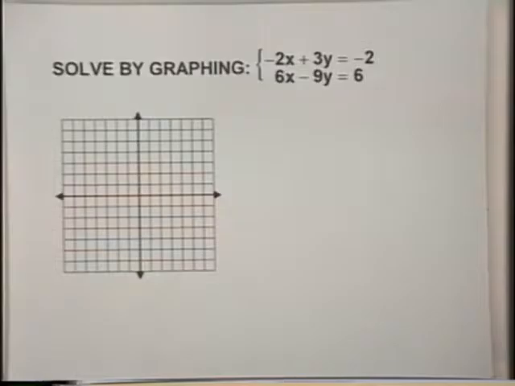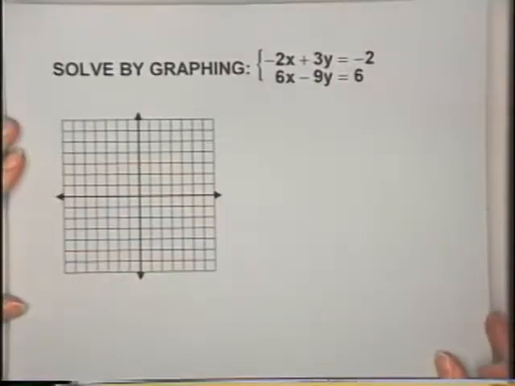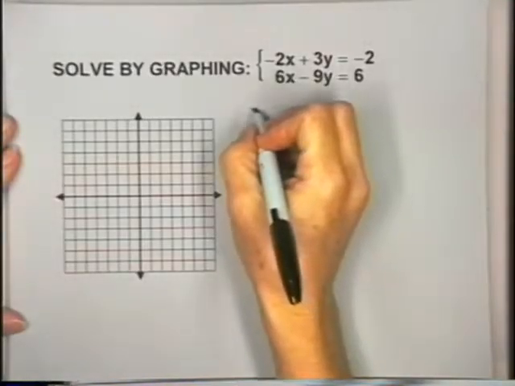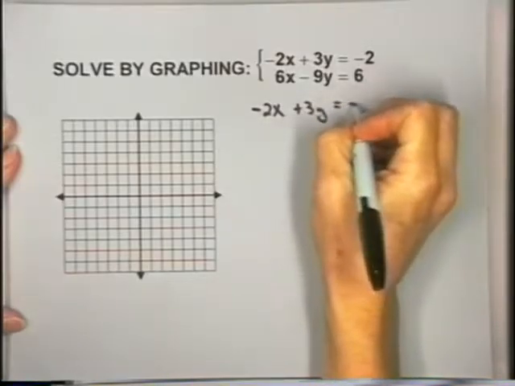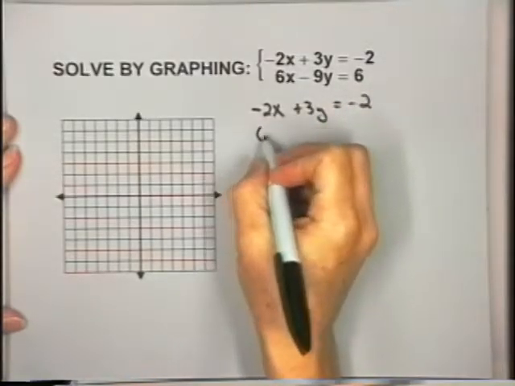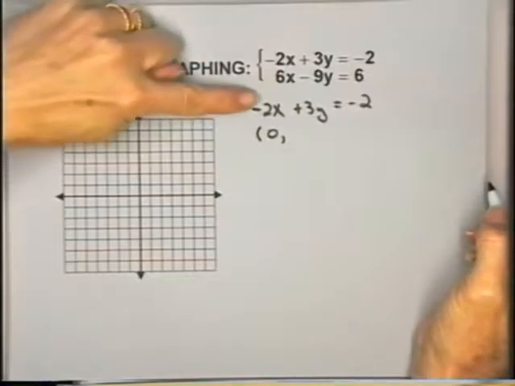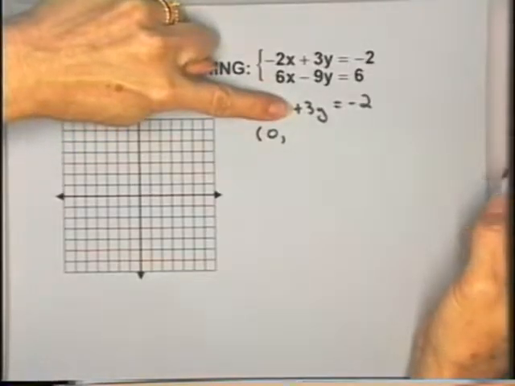Solve by graphing. Negative 2x plus 3y equals negative 2, and 6x minus 9y equals 6. Well, let's see. Let's decide how we're going to do this. I think on this first equation, just to be different again, I'm going to use my x and y intercepts. So if I choose x to be 0 in this equation, this term would not be there, would it?